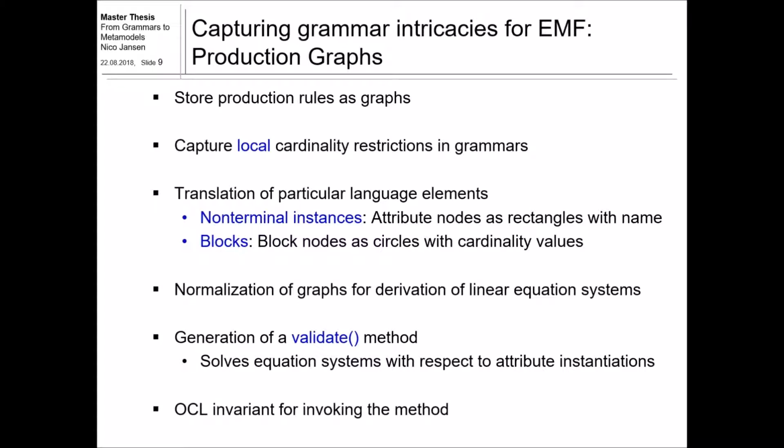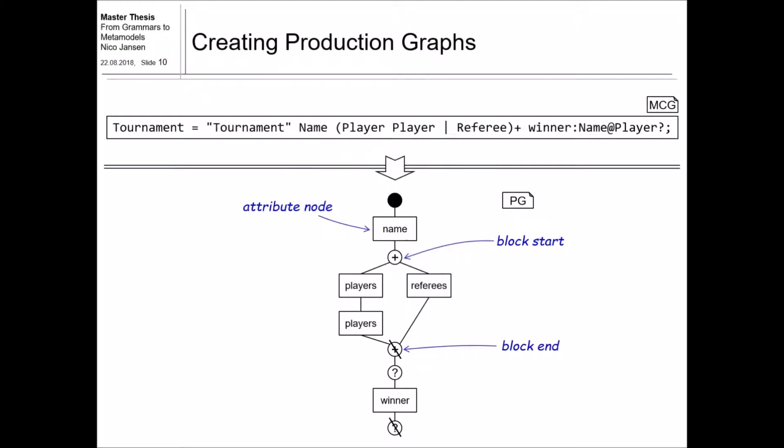We integrate the linear equation systems in the validate method, which tries to solve these systems with respect to the given attribute instantiations. If the validate method finds a solution for one of the given linear equation systems, then the corresponding model is valid. Otherwise, it is rejected. As shown on the last slide, we use an OCL invariant for invoking the corresponding method and providing the parameters required to solve the linear equation systems. In the following, we explain how to create and normalize production graphs.